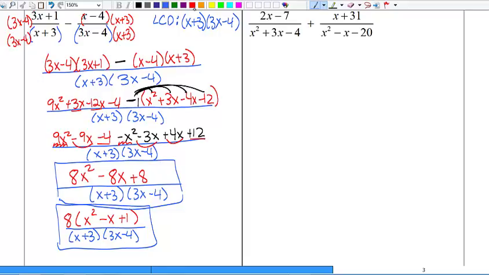On our next problem, we have quadratic denominators, which means I need to try to factor them to find the least common denominator. So this factors into x plus 4, x minus 1. The second one factors into x minus 5, x plus 4. So the LCD here is one of each factor raised to its highest exponent. X plus 4, the highest exponent is 1. X minus 1, the highest exponent is 1. And x minus 5, the highest exponent is 1. So I have now found my LCD.